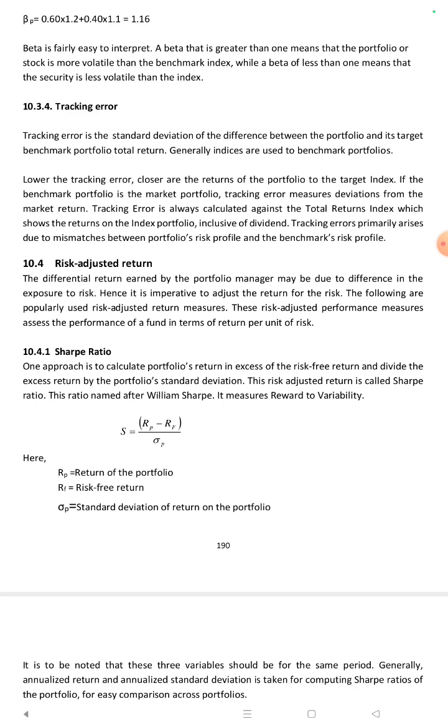If the benchmark portfolio is the market portfolio, tracking error measures deviation from the market return. Tracking error is always calculated against the total return index, which shows the returns on the index portfolio inclusive of dividend. Tracking errors primarily occur due to mismatch between portfolio's risk profile and the benchmark's risk profile.